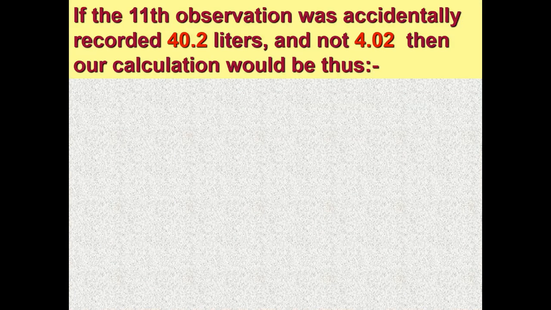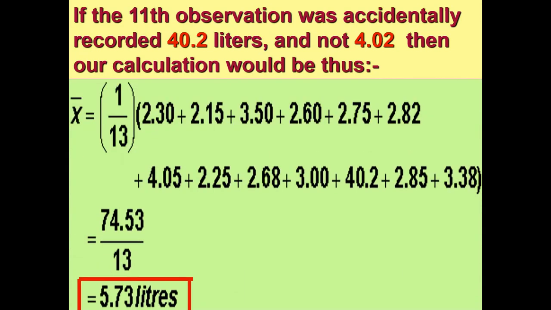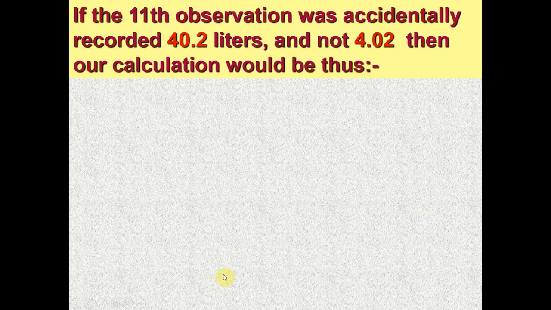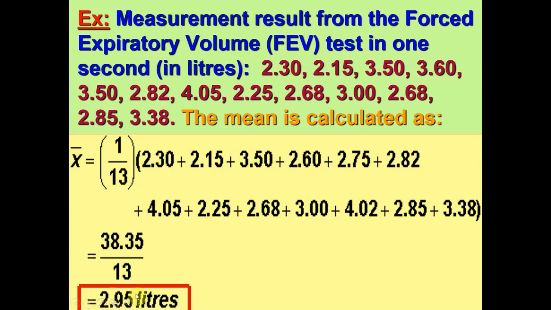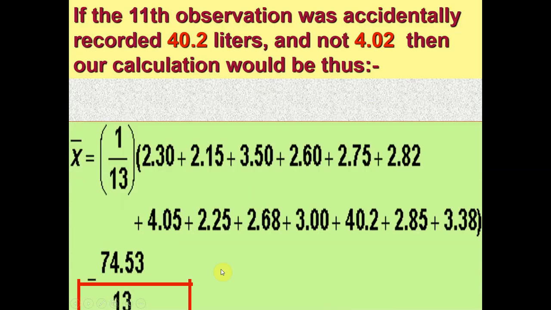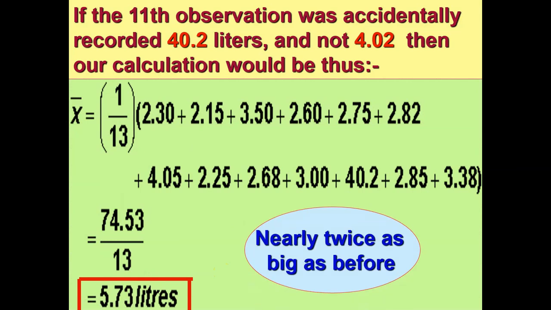If the 11th observation was accidentally recorded as 40.2 liters and not 4.02, then our calculation would be thus. نلاحظ أنه بعد جمع هاي البيانات، بعد ما غلط مدخل البيانات وسجل 40.2 مكان 4.02 طلع المين 5.73. صعد المين كلش عن المين القبله اللي هو كان 2.95. قيمة واحدة شمرت لنا المين بعيد جدا عن الواقع, nearly twice as big as before.